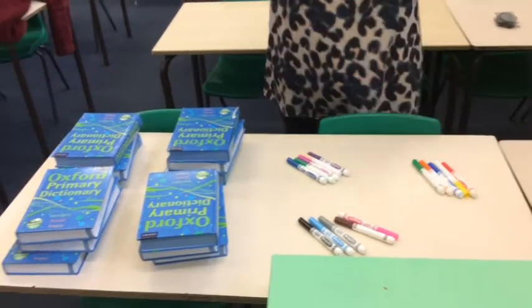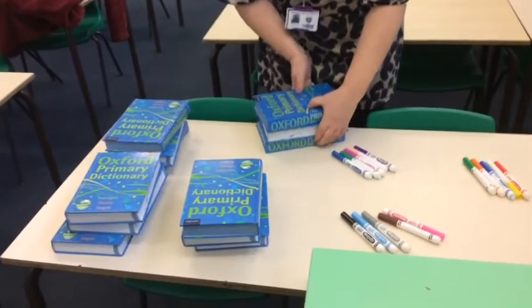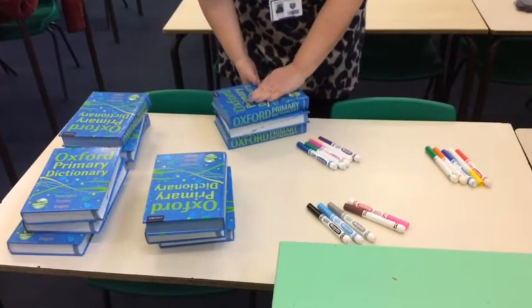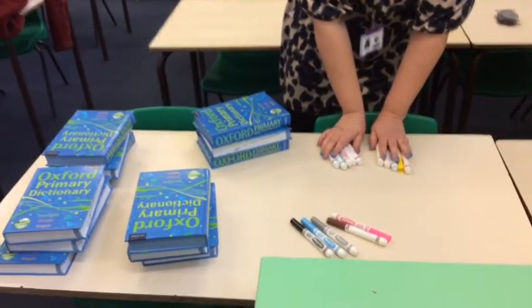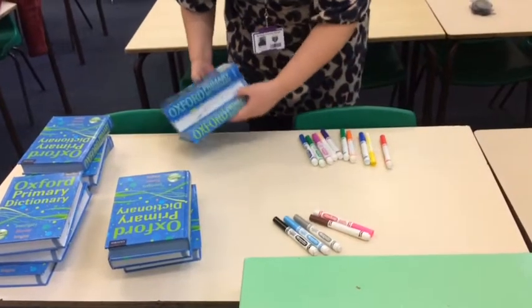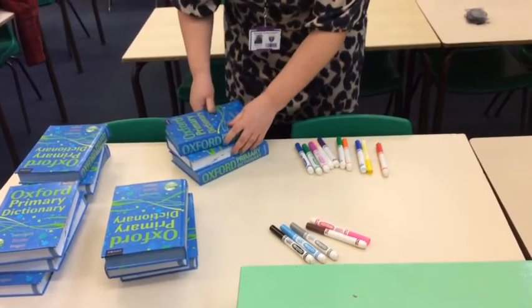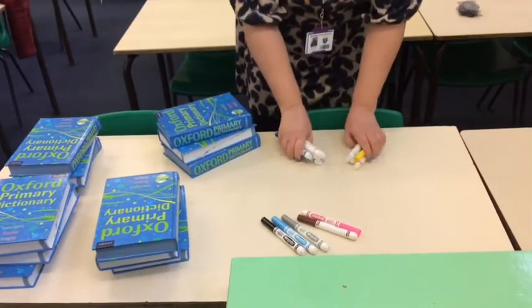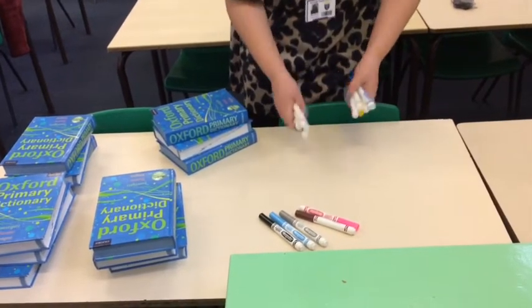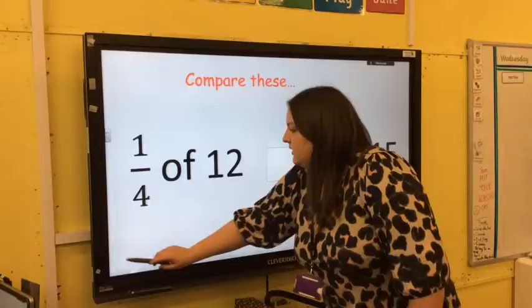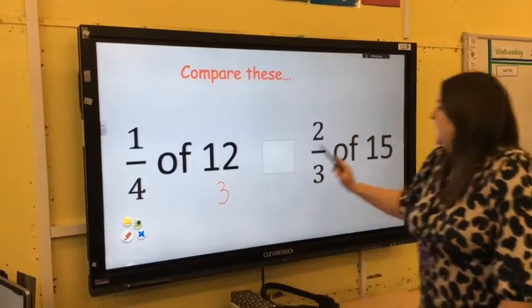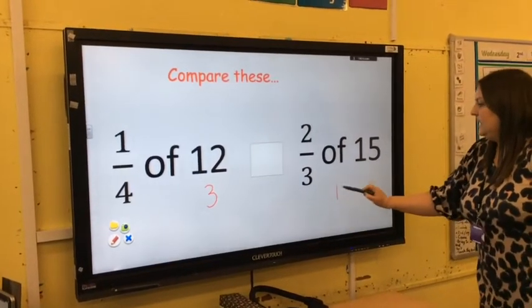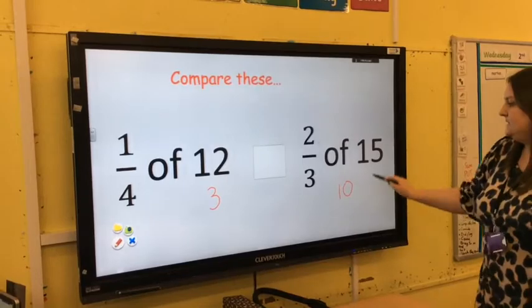So what I needed to know is 1/4 of 12, so this is 1/4 of 12, is that more than, less than 2/3 of 15? Okay, so 1/4 of 12 is 1, 2, 3, and 2/3 of 15, well, there's 5 in each group, so that would be 10. So if we go back over to our question, which is 1/4 of 12, that equaled 3, didn't it? And 2/3 of 15 equaled 10, so this is greater.